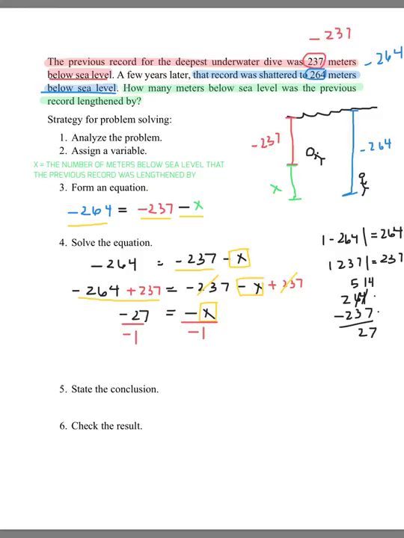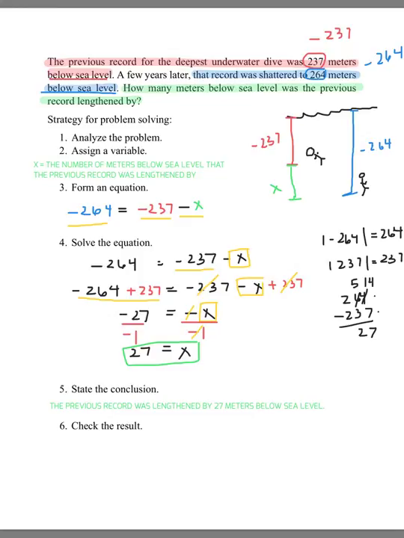So on the right hand side, a negative 1 divided by negative 1 gives us a positive 1. So we're left with 1x, which is the same thing as just x. And on the left hand side, a negative 27 divided by a negative 1 gives us a positive 27. So there we go. We have solved for x. Now let us go ahead and state our conclusion clearly. So the question was, how many meters below sea level was the previous record lengthened by? So we'll go ahead and say our conclusion to answer that question, and we'll have that the previous record was lengthened by 27 meters below sea level.